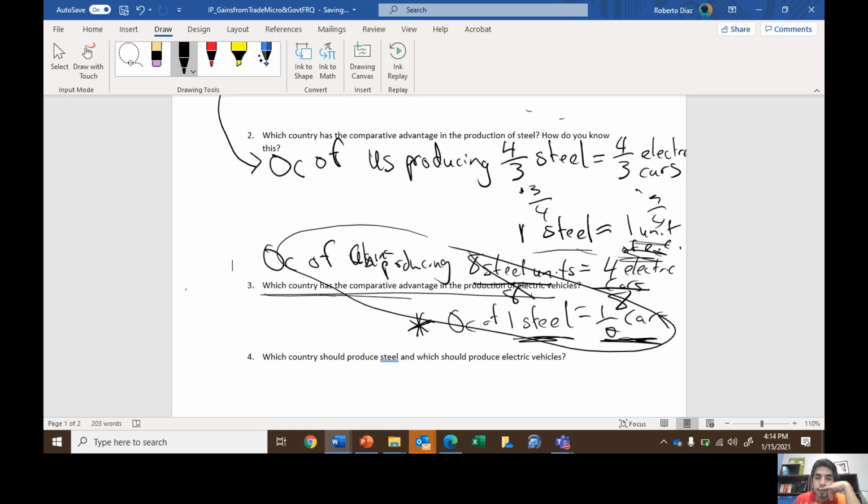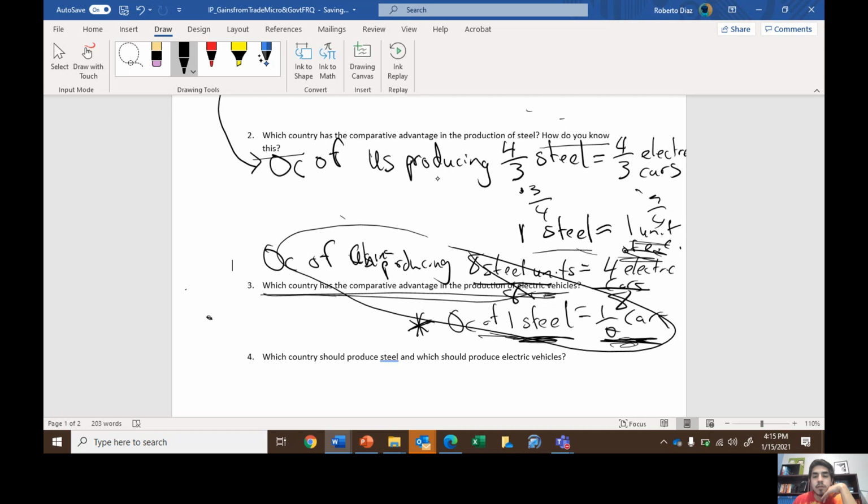I told you that if it's clear that one country, person, or firm has a comparative advantage in the production of something, I can redo this example and show you that the United States has the comparative advantage in the production of electric vehicles, because they have a lower per unit opportunity cost in producing an electric vehicle than China does, or you can just say that, right? When it says, how do you know this? You definitely want to explain how you know this.